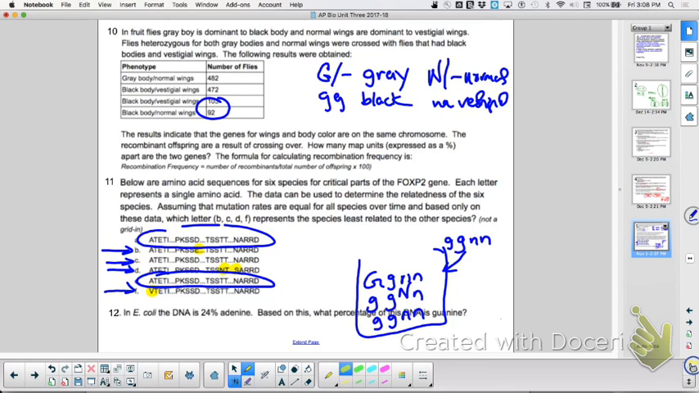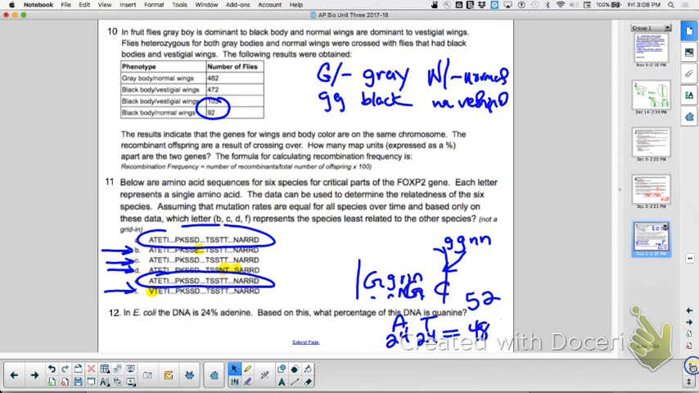And in E. coli, the DNA is 24% adenine. Based on this, what percentage is guanine? Well, adenine binds with thymine, right? So 24 and 24, what does that equal? 48. So what's left? 52. If we're going to share that between guanine and cytosine, that has to be divided by 2. So it has to be 26. Thus endeth the lesson. Any questions? Good job.